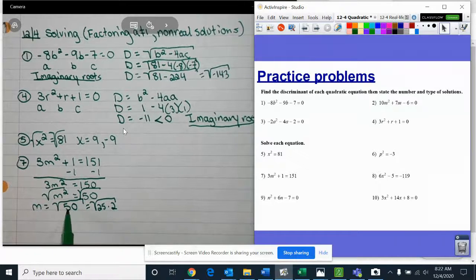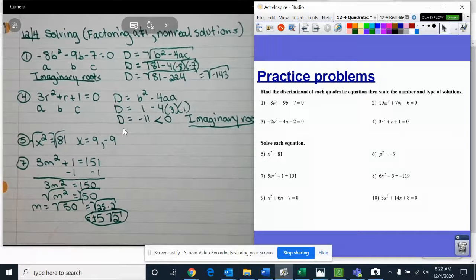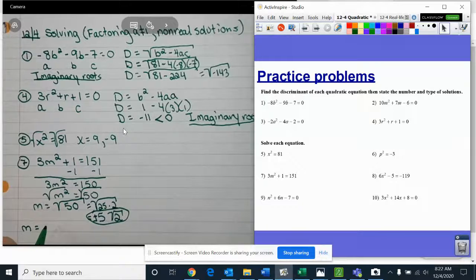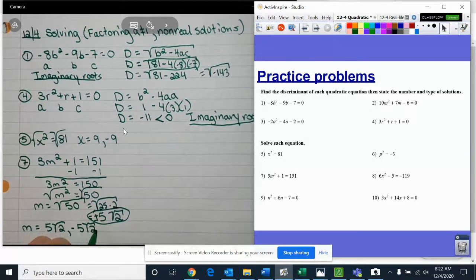25 times 2 is 50, but 25 is a perfect square. So I can simplify this as 5 times the square root of 2. But I also know that there are two solutions, so there's a positive and a negative of this. If you'd like to write it out more specifically, that is a positive 5 root 2 and a negative 5 root 2.